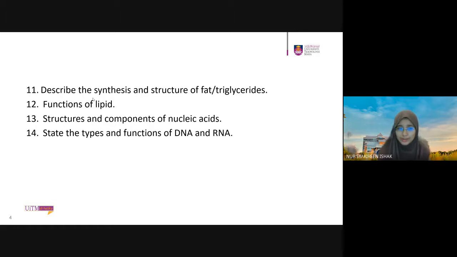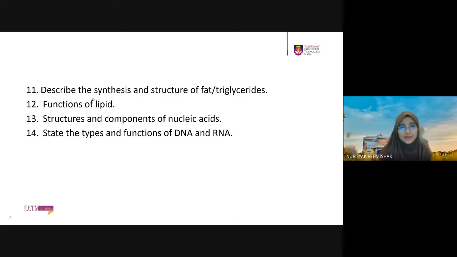Same goes to other organelles such as mitochondria, or chloroplasts, or any other organelles that have a membrane. So the membrane is composed of phospholipid bilayer. So you have to remember that one. And then for triglycerides, they are usually used as storage to store energy. Or it can function as insulator.